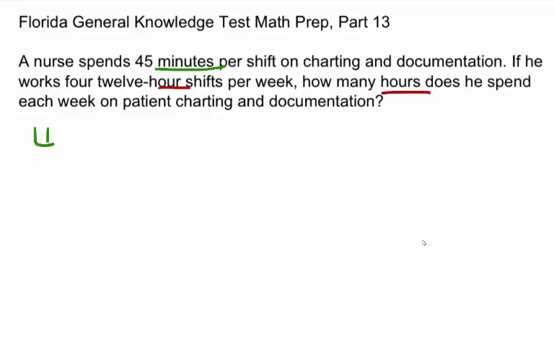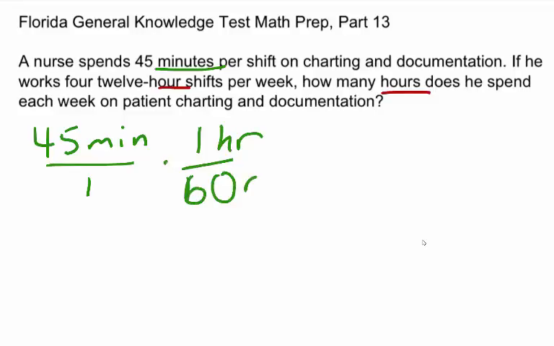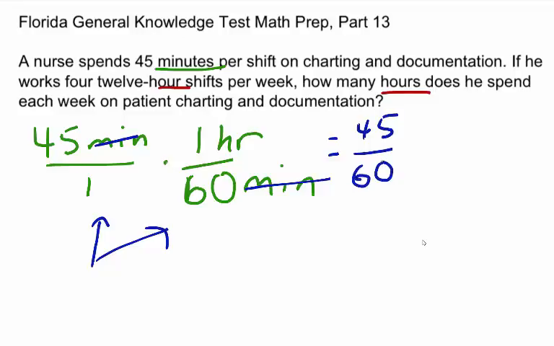So we have 45 minutes and we can multiply that by 1 hour, which is equivalent to 60 minutes. 45 times 1 is 45. 1 times 60 is 60. The minutes units cancel out, and we have 45 over 60 hours. Simplifying that, we see that we can divide 15 out of both the numerator and denominator, and so we have 3 over 4.